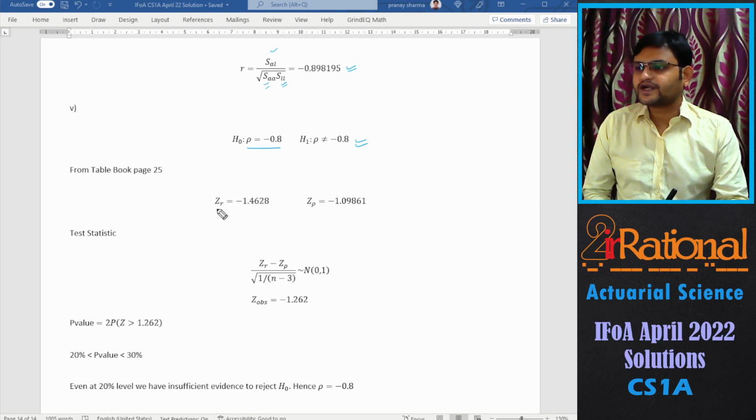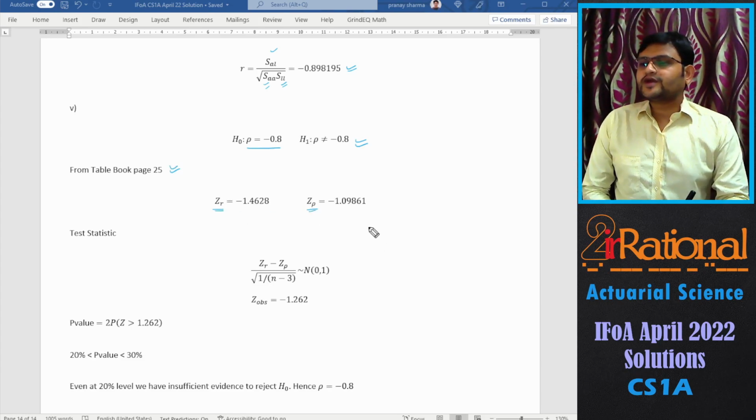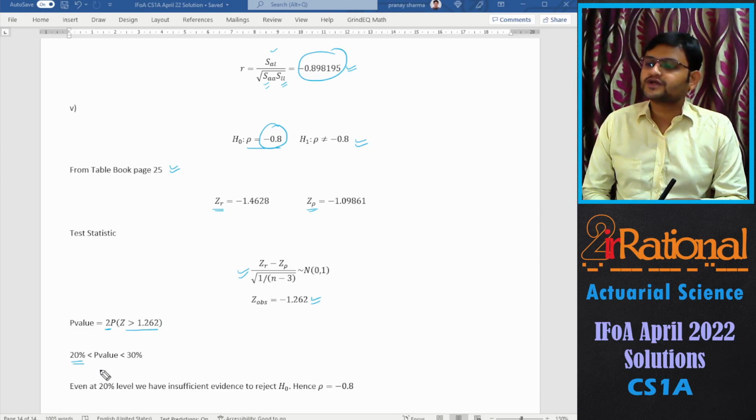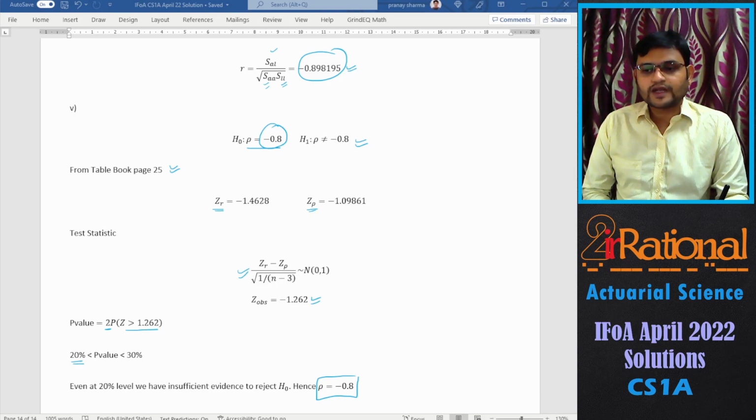For Fisher's Z test, we will calculate ZR and Z rho from, that would be the tanh inverse values of this as well as this. So the test statistic would be minus 1.262, and the p-value accordingly 2 times probability Z greater than this turns out to be just above 20%. So it is between 20% and 30%. So we'll say even at 20% level, we have insufficient evidence to reject H0. Hence rho will be equal to minus 0.8.